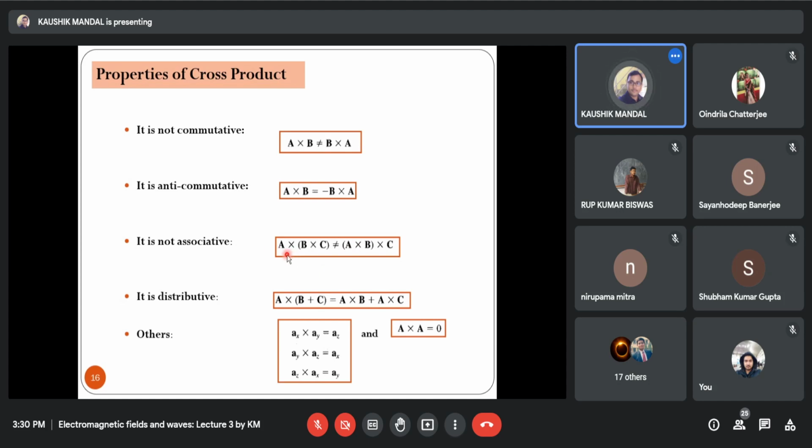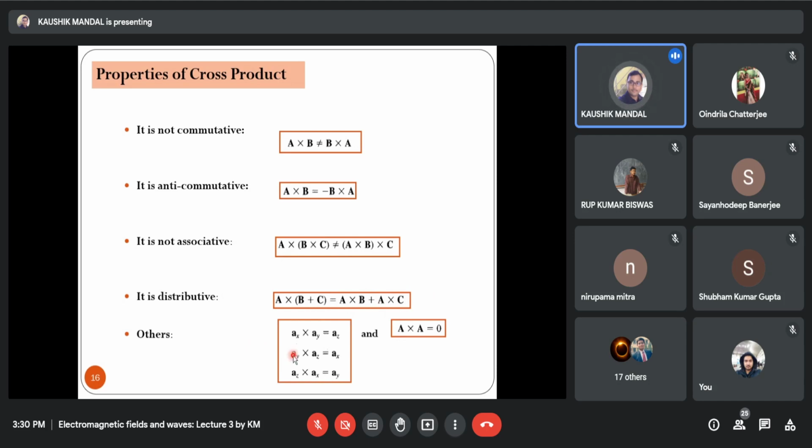Not associative means you can't rearrange the vectors, for example in A cross B cross C, you can't write it in that form. Rather, it is distributive. So A cross (B plus C) equals A cross B plus A cross C.